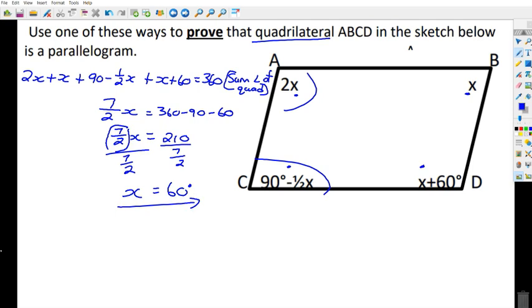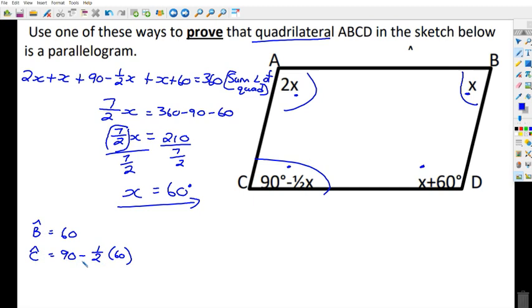So now let's go see what all these angles add up to, now that x is 60. I know that angle B is going to be 60. That's an easy one. So I know that angle B is equal to 60. And what's the angle opposite angle B? This one over here, angle C. Let's just go find what C is. C is going to be 90 minus a half x, which is 60.